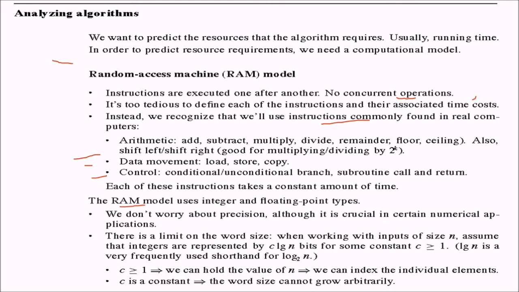The RAM model uses integer and floating point types and will not worry about the precision, which is very crucial in numerical applications. But we have to come to some consensus. So there is a limit on the word size when working with input size n, and we assume that integers are represented by c log n bits for some constant c greater than or equal to 1. Log n is actually log base 2 of n, so base 2 will be implicit whenever we talk about this. With c greater than 1, we can hold the value of n, we can index the individual elements, and since c is a constant, the word size cannot grow arbitrarily.